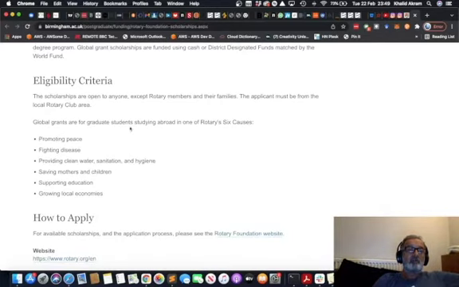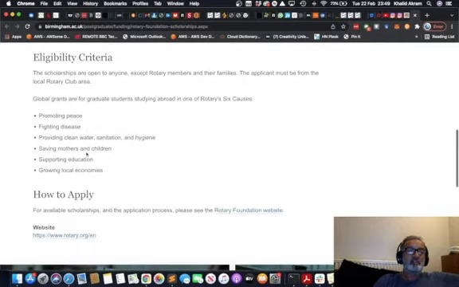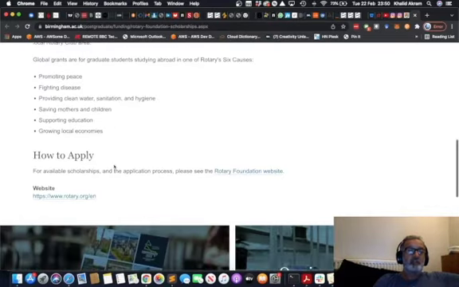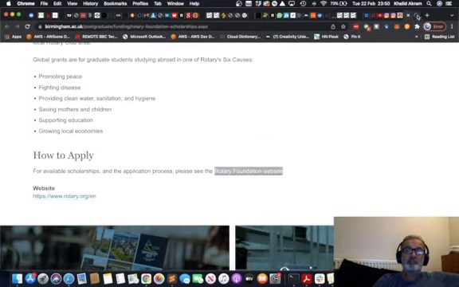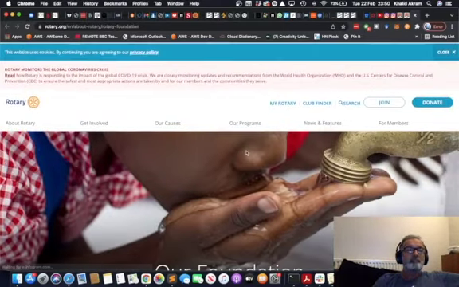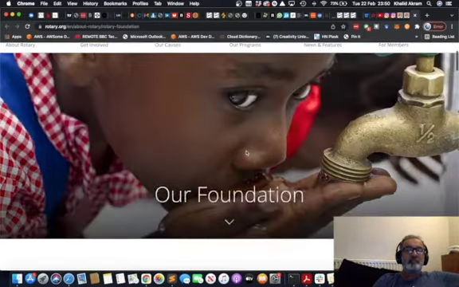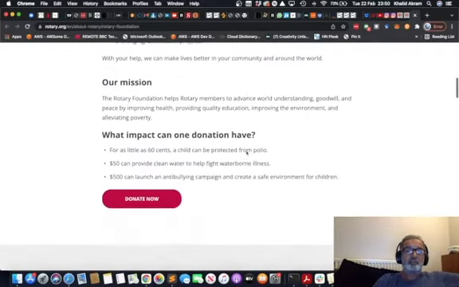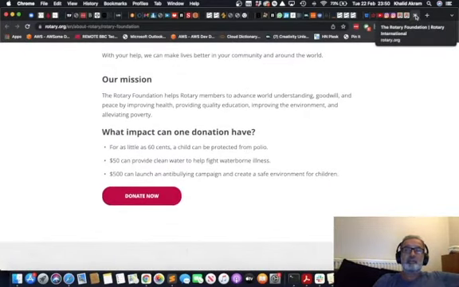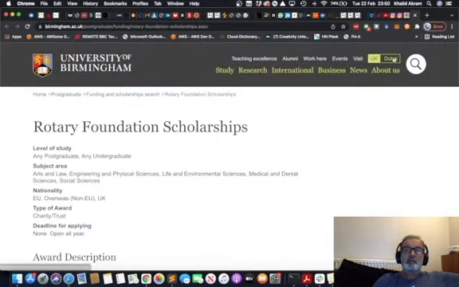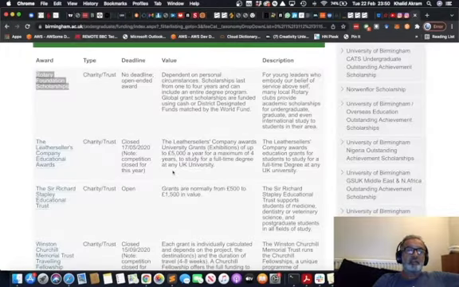Global grants are for students studying abroad in one of Rotary's 6 causes: promoting peace, fighting disease, providing clean water, sanitation and hygiene, supporting education. And to apply for this scholarship, you would go to the Rotary Foundation website, which I will open over here as well, just to show you what that looks like. This is information about the foundation, I believe, so you can read about that in more detail in your own time.